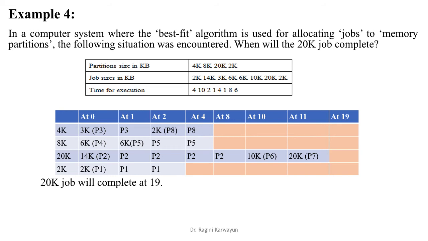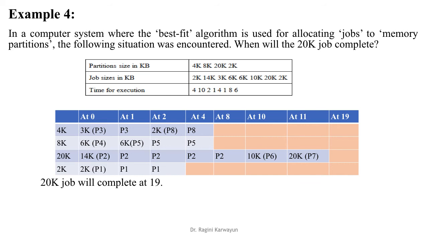The next is at 1. At 1 the P4 process will leave. So 6K of the 8K space is left out there. So P5 process is of 6K, तो इसमें P5 process आ जाएगा. In place of P4, the P5 process will come. Now the next process that will leave is P3.